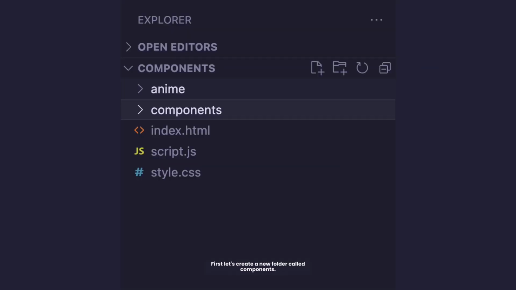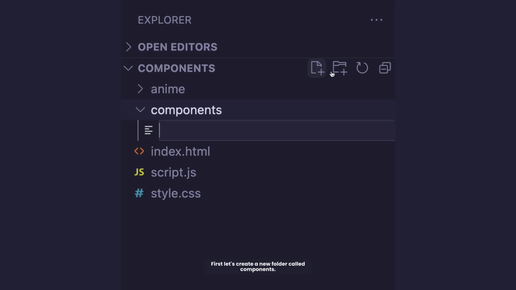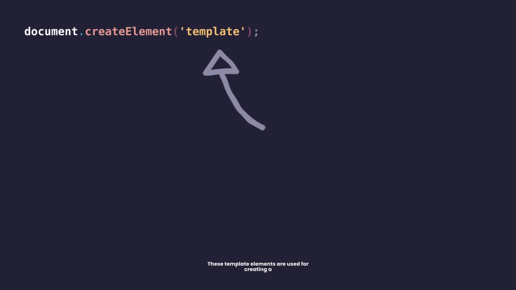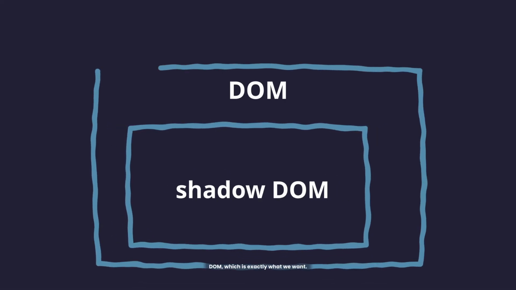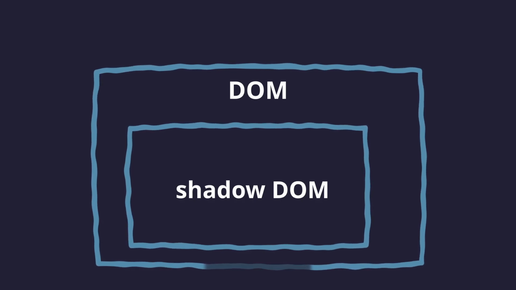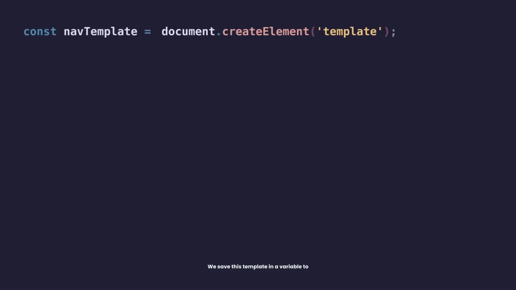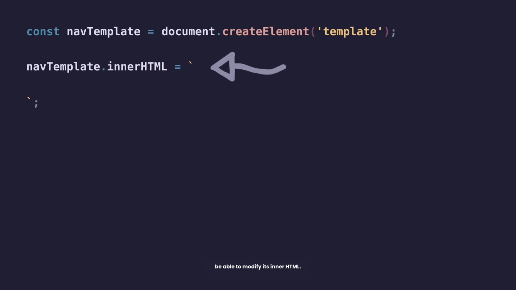First, let's create a new folder called components. Then we add a JavaScript file for our navbar. The first thing that this file should do is to create a new HTML element. These template elements are used for creating a shadow DOM or shadow root within the main DOM, which is exactly what we want. We save this template in a variable to be able to modify its inner HTML.